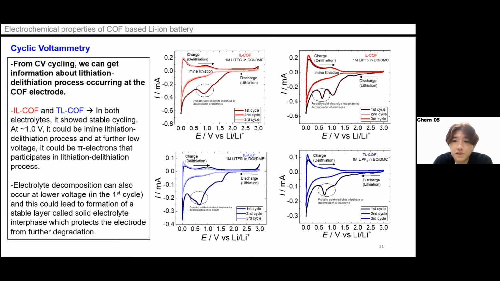Then we can see 2 peaks in the discharging process. The first one is for lithiation of imine bonds, and the second is for lithiation of pi electrons. Since pi electrons are stronger, it occurs at higher voltage. Then for the charging process, the first peak is for pi electron delithiation, and the second peak is for imine bond delithiation. Then we can analyze the other graphs like this.